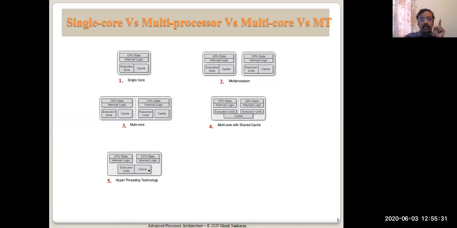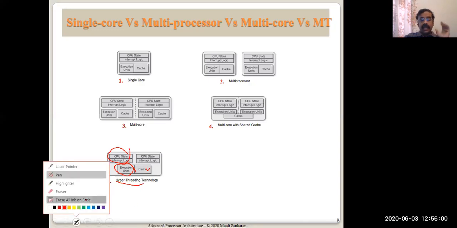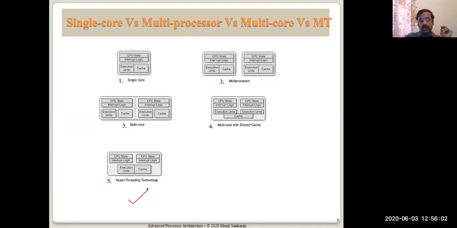So it could be sharing the execution units. If it is called hyper-threading, they are sharing the execution units. That is very important. This is very, very important. And they need to share cache also. They don't have a separate cache for each of those threads. They have only the context, which is common. The CPU register set and the interrupt logic is unique. Rest of it is sharing. Okay. So this is hyper-threading, which I explained just now.